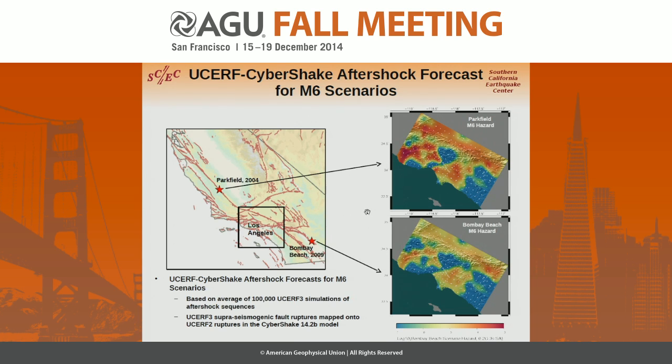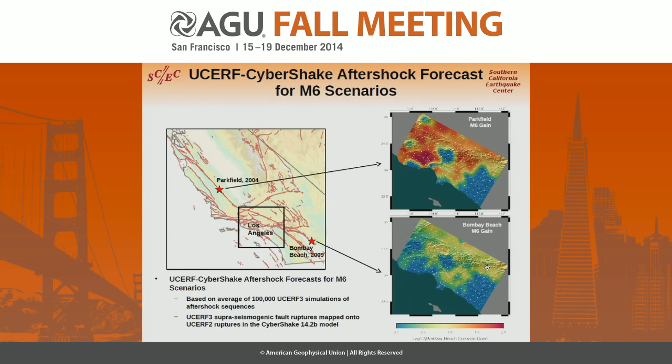This is the same thing, but for a Bombay Beach magnitude 6 scenario earthquake in the area of the 2009 swarm. Similarly, we see an increase in the Los Angeles basin, San Bernardino area, and the Ventura basin. This is a gain map from the short-term operational forecast to the long-term model. Yellow is about a factor of 10 increase in probability, and the darkest red is a factor of 100.